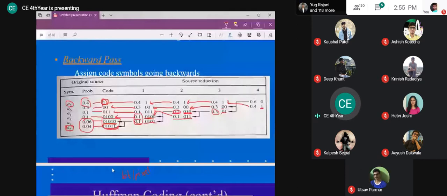So the length is 1, and the probability of occurrence of length 1 will be whenever A2 takes place. When A2 takes place, what is the probability that A2 will take place? 0.4. So what is the probability that length 1 will take place? 0.4 times 1 is going to take place.